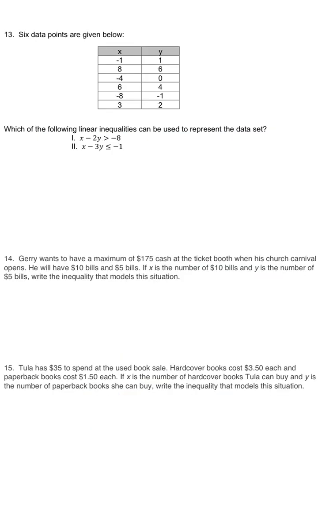Okay, for this next one, we're going to use the 6 data points that are given below and see which one will work. So let's do the first linear inequality. So we have x minus 2y is greater than negative 8. So our x values are -1, 8, -4, 6, -8, and 3.